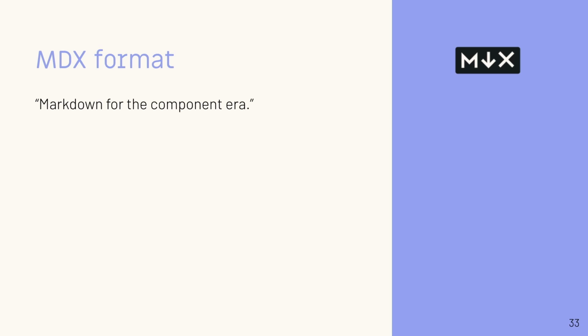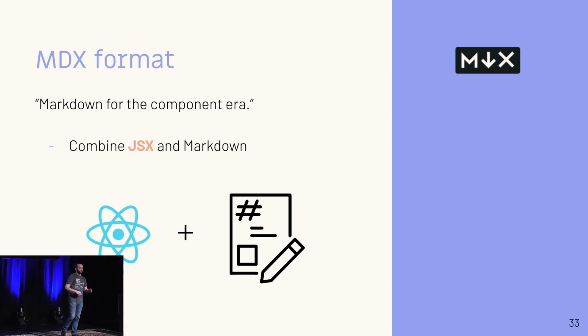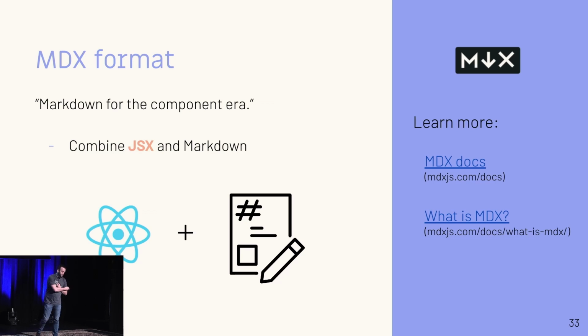And so one of the ways that code can make it into our content and our custom elements is through something called MDX, which is Markdown for the component era. It adds support for JSX inside of your Markdown, which is React code. You can learn more about it at the documentation.